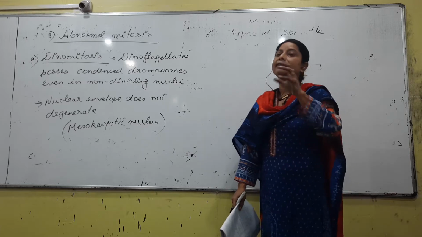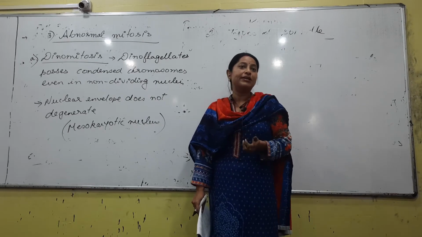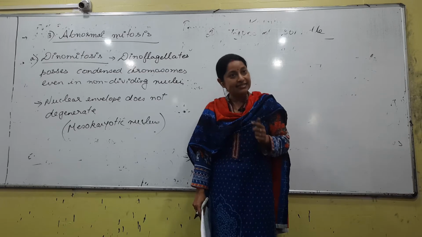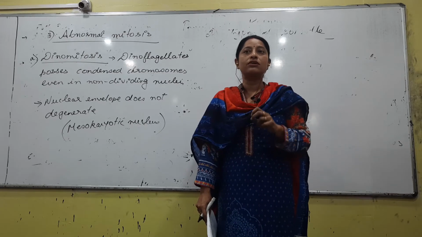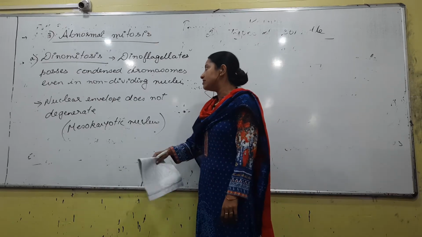Prokaryotic, we understood that you don't have a nuclear membrane. Eukaryotic, defined, well-defined nuclear membrane present. Mesokaryotic, it has a nuclear membrane and all the stages occur within the nuclear membrane, it does not degenerate, right? Where will you find a mesokaryotic nucleus?